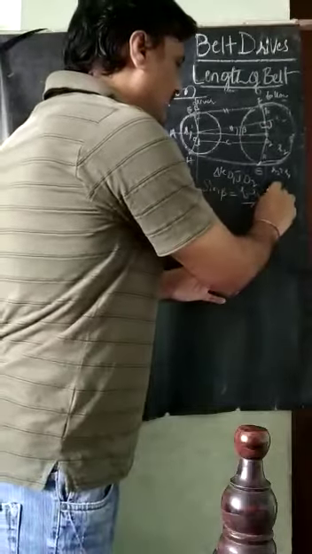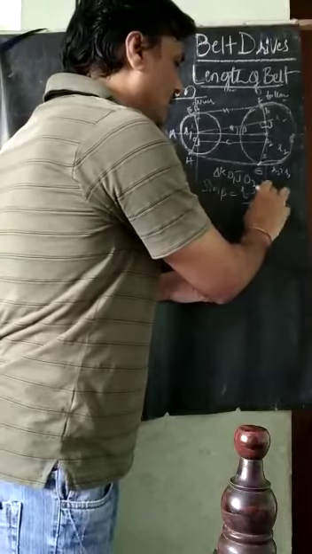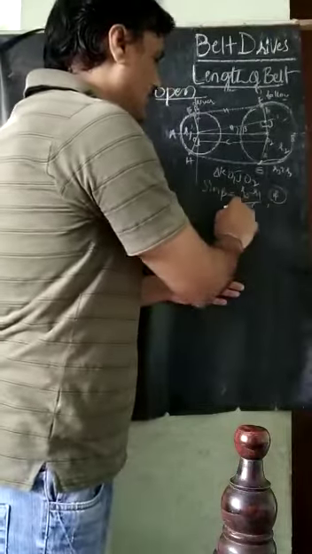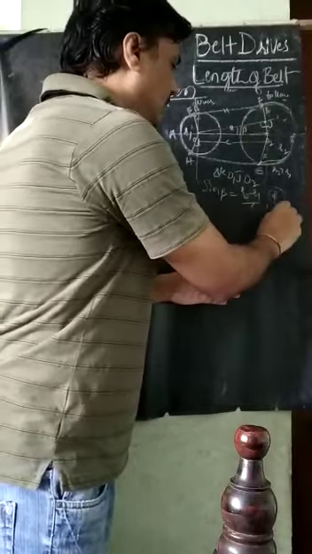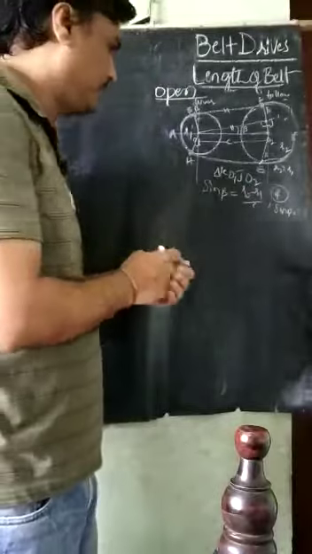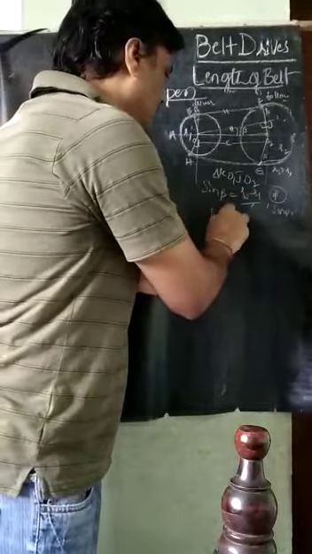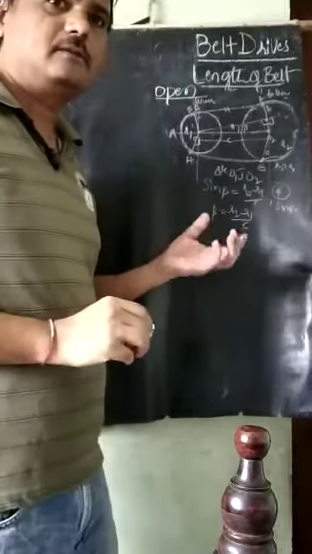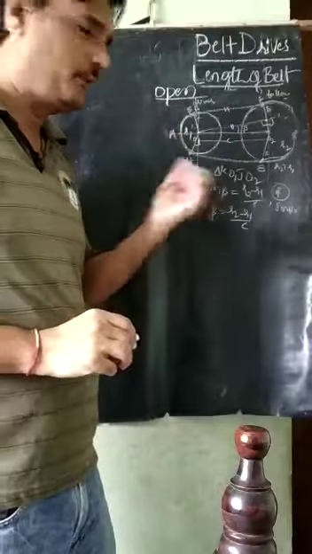As the angle beta is very small, I will take sine beta equal to beta, since we can take it as a very small angle. Therefore, beta is equal to R2 minus R1 divided by C. This is the equation we require for the next derivation.